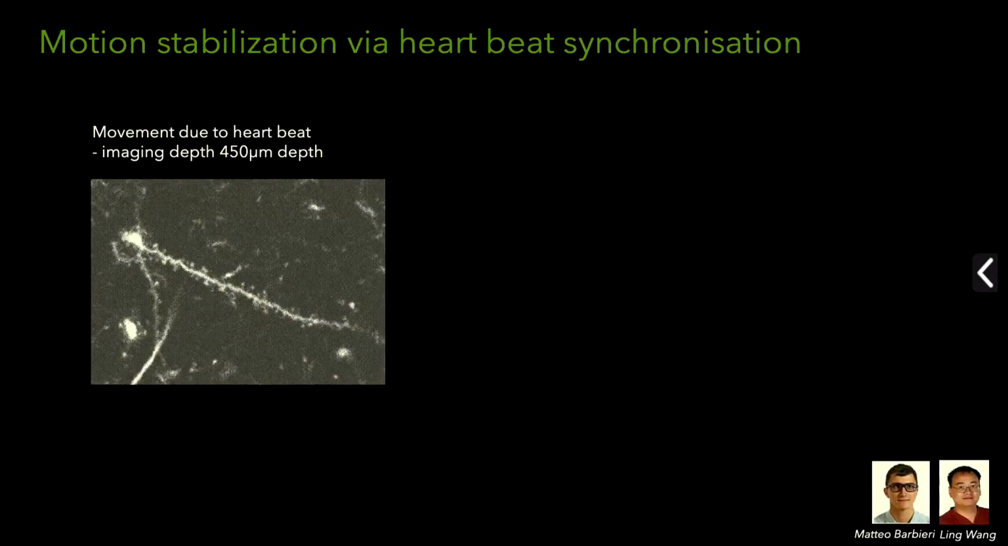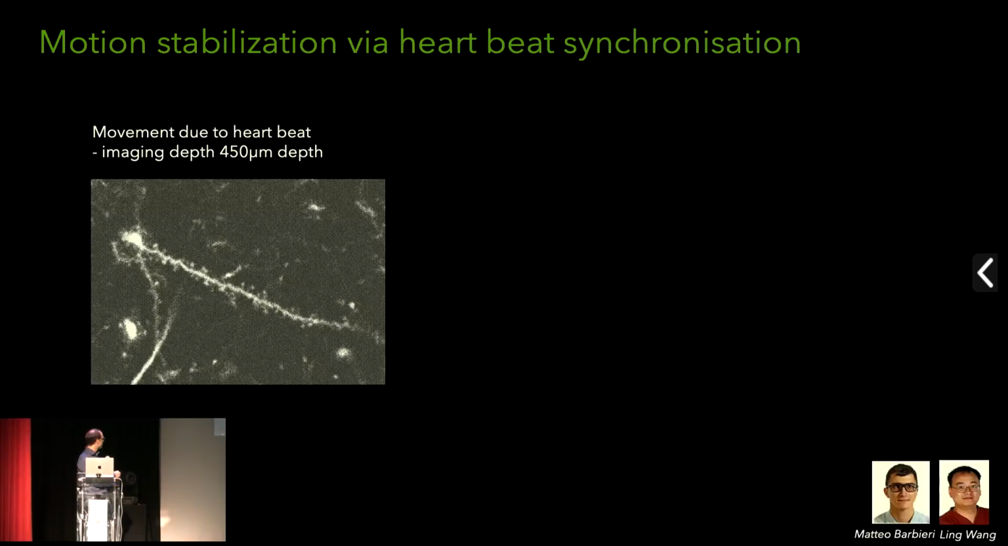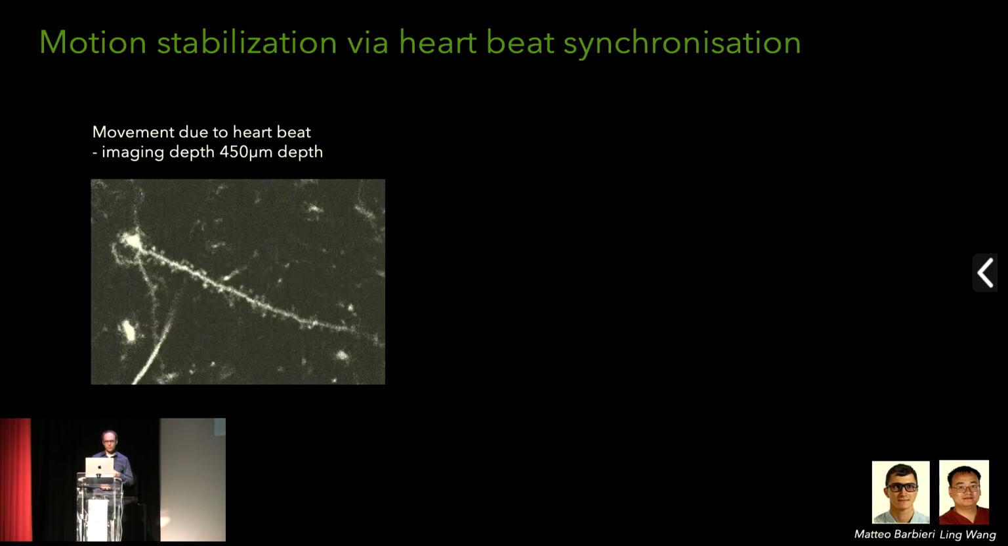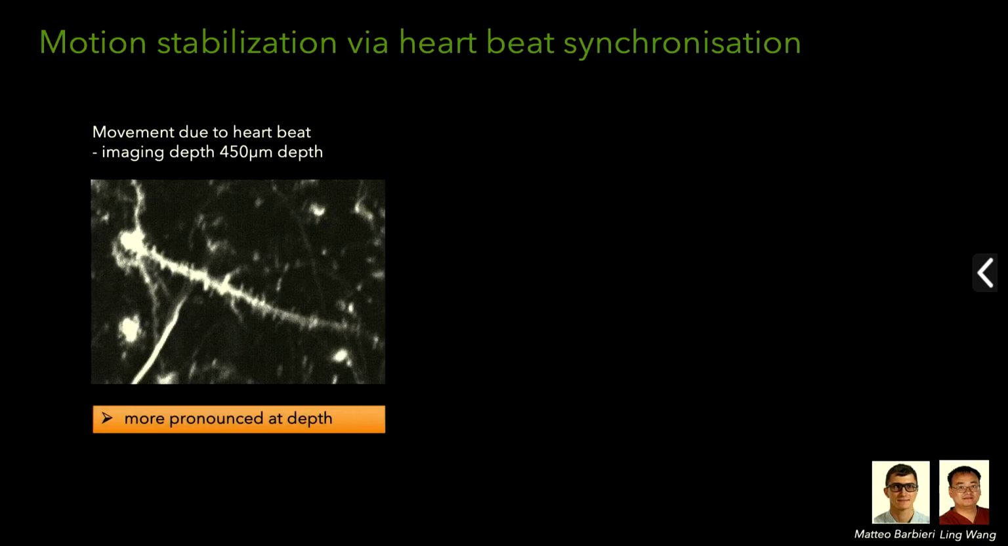Now the next challenge that we are facing when we are trying to resolve subcellular structures such as dendrites and synapses in the brain is actually tissue motion, mostly due to heart and vessel pulsation, as you can see here in this movie. And this is a problem because normally what we are doing is we are trying to image several frames and then to average them. But if the tissue moves, then of course we cannot really do this, and this problem really becomes more and more pronounced with increasing image depth.